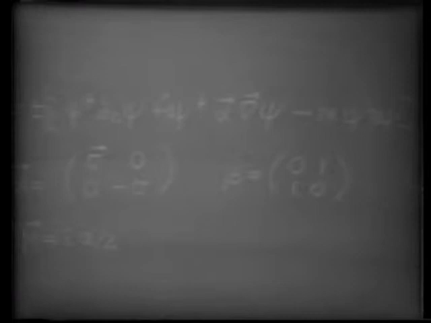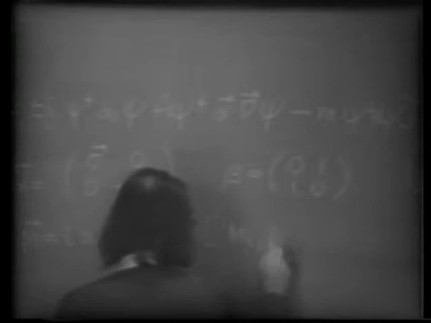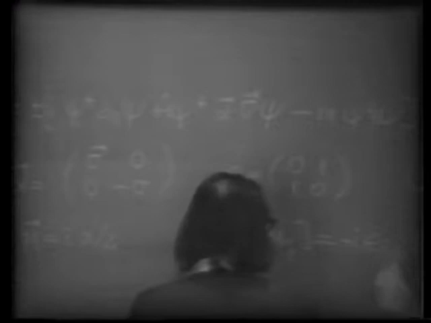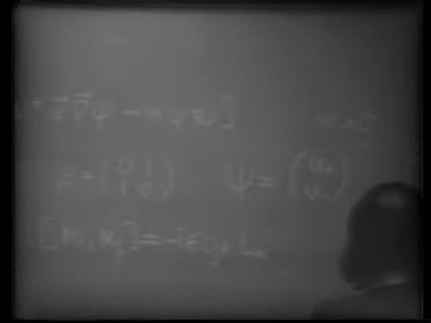The rotation generators are always and forever given by this formula. Equivalently, L equals 1/2 sigma, sigma, 0, 0. That is to say, the two, u plus and u minus, transform in the same way under rotations.